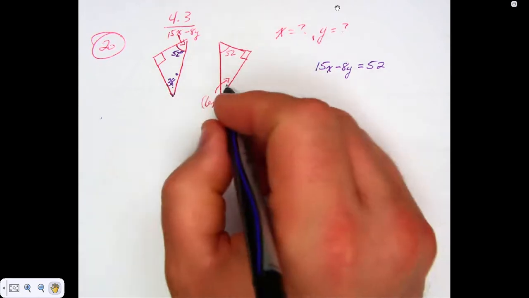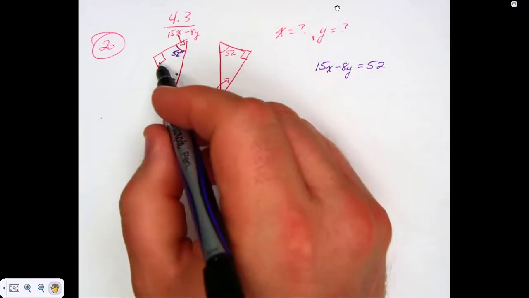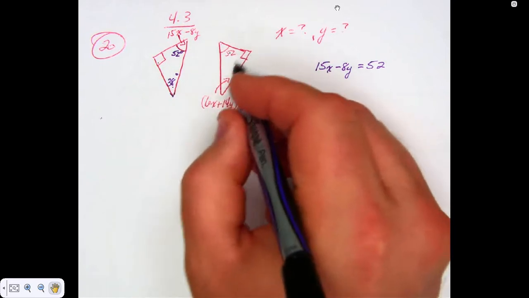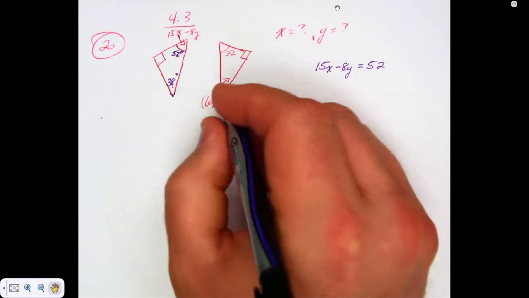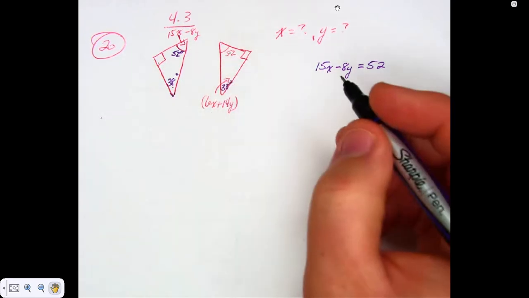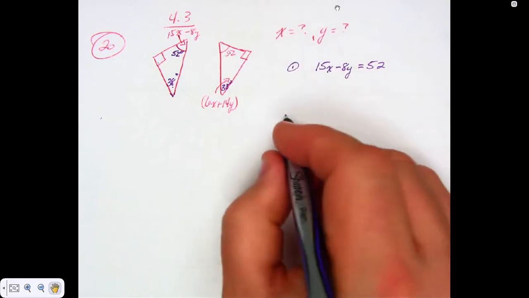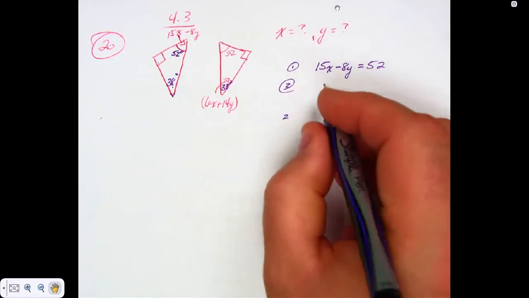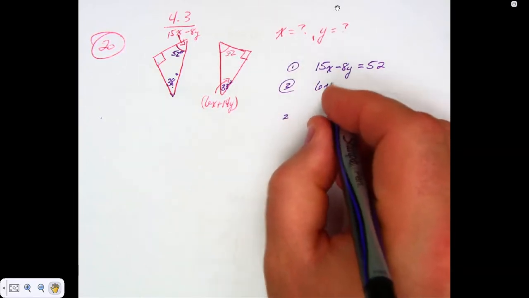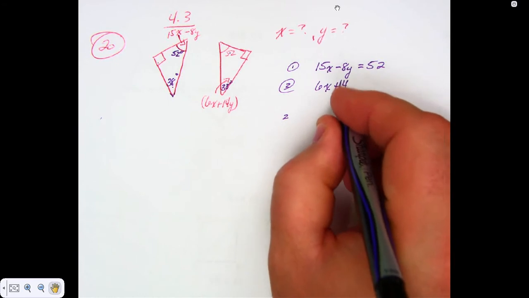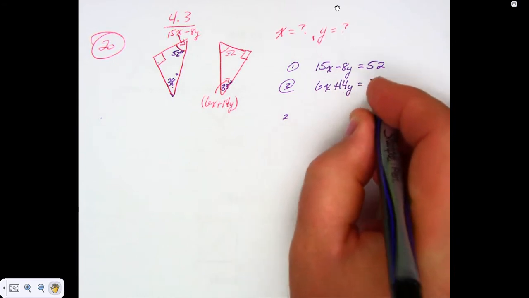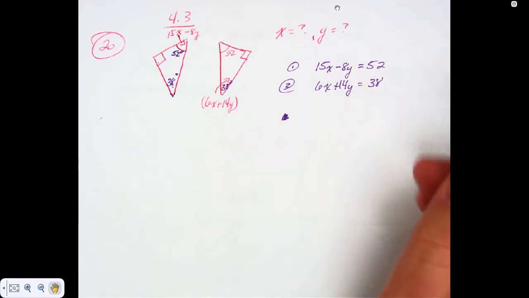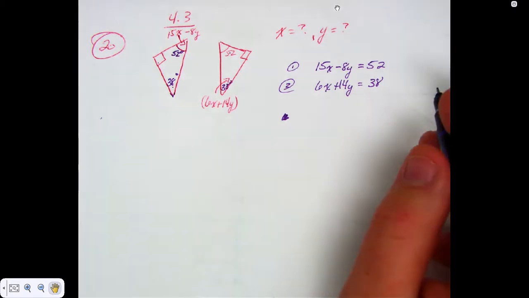Now, they don't say that they're congruent, but isn't the same amount left out of 180? So this one has to be 38. So there's one equation. Your second equation is that 6x plus 14y is equal to 38. You have two equations, two unknowns. This is an algebra problem.